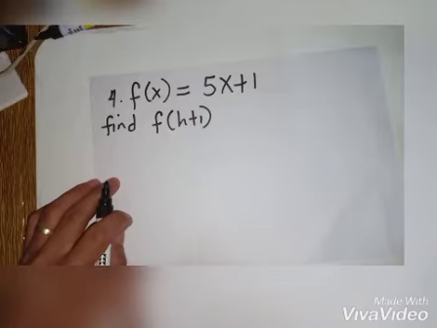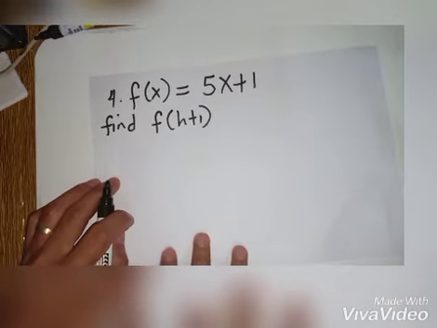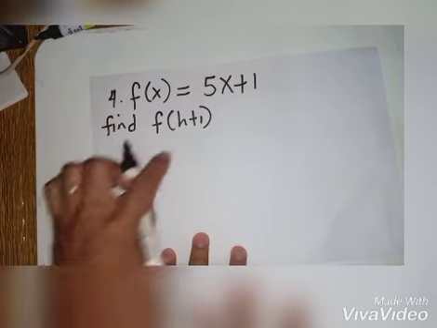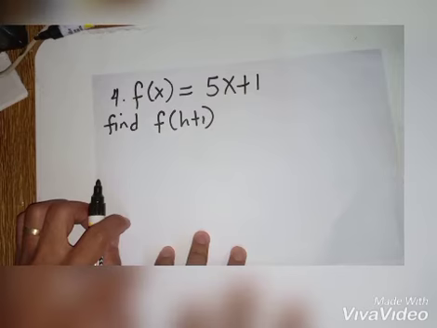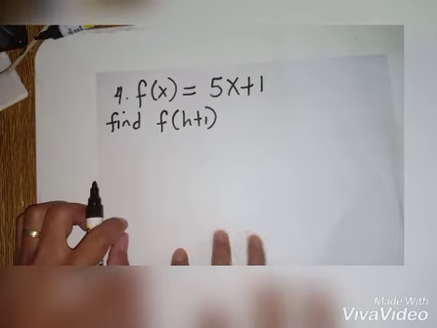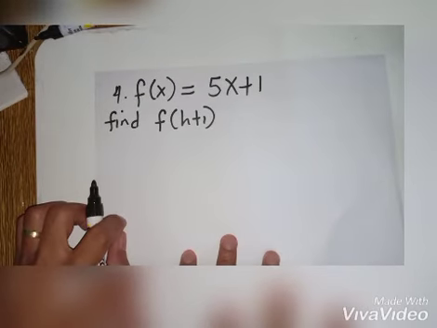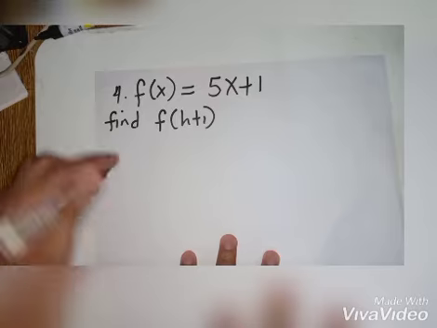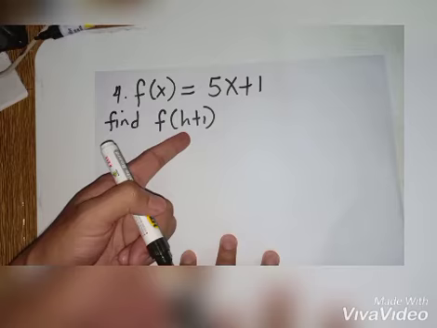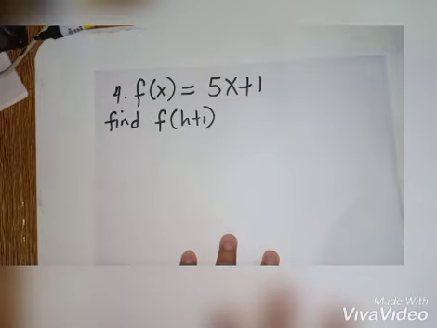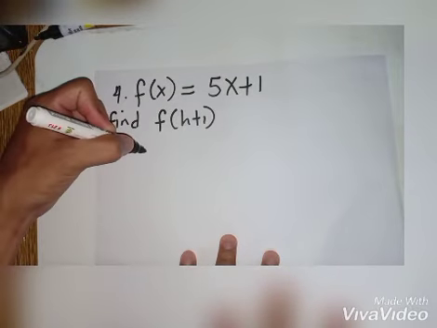Next, let's have f of x is equal to 5x plus 1. Find f of h plus 1. Take note that the value of x is a binomial, so it's getting complicated. So still, we just have to substitute the value of x, h plus 1, to the original function or equation.